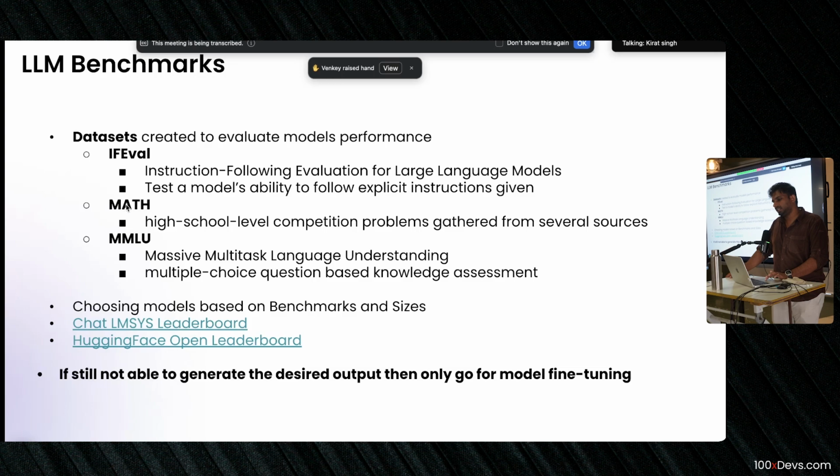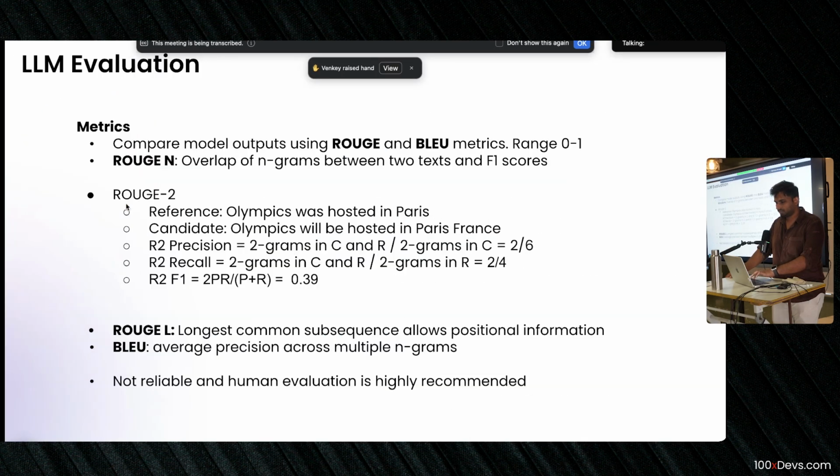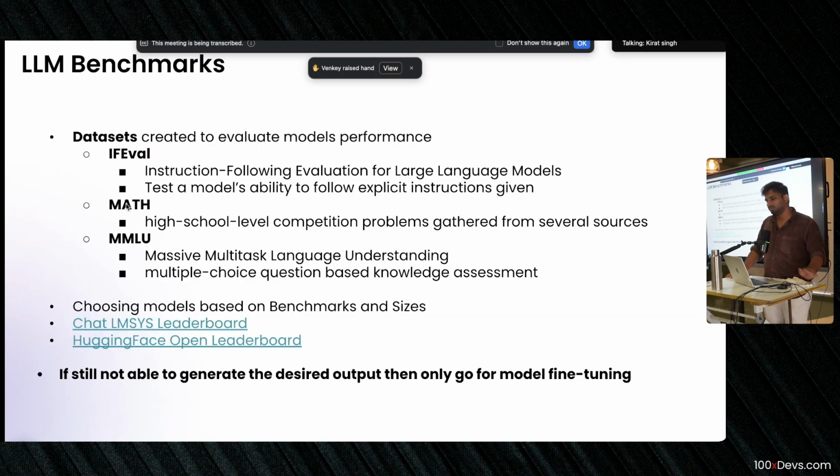So for example, MATH. MATH is high school level competition problems gathered from several sources. So it's a data set of math questions. All the LLMs would show you performance on this data set. You choose the best one, right? So in this way, if you have a problem and you can find a similar data set, you can see which LLM is actually doing the best on it, and there are high chances that this LLM would do the best on that particular data set.